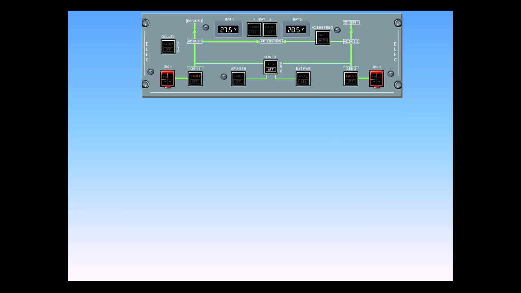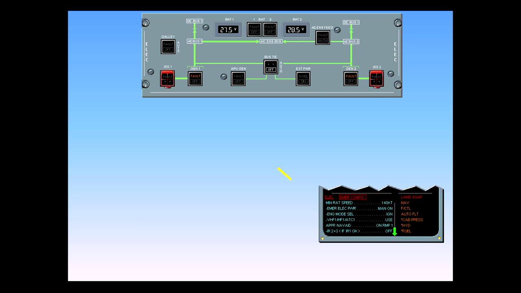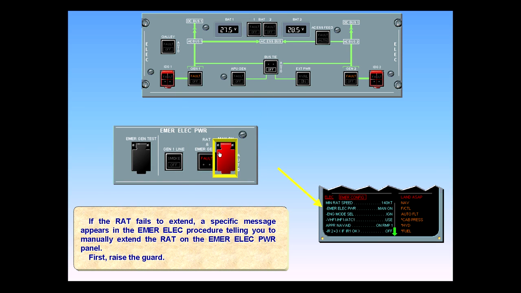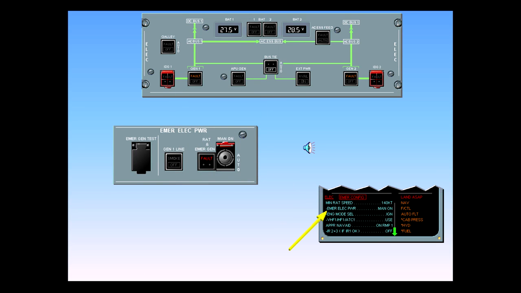If the RAT fails to extend, a specific message appears in the emergency electric procedure telling you to manually extend the RAT on the emergency electric power panel. First, raise the guard. The guard is up. Now extend the RAT.